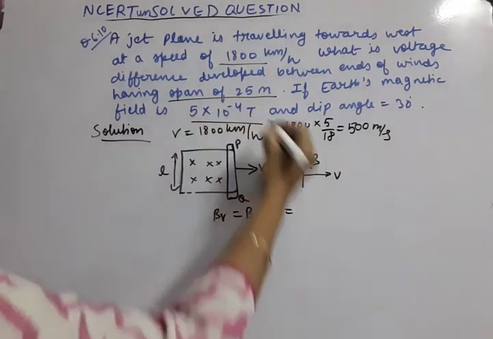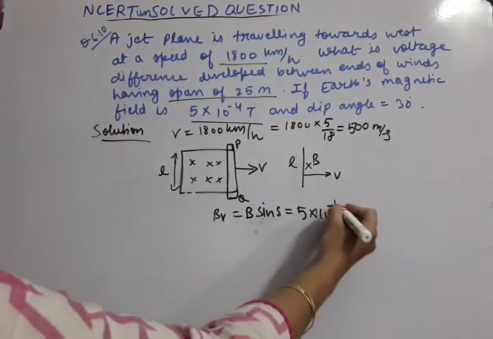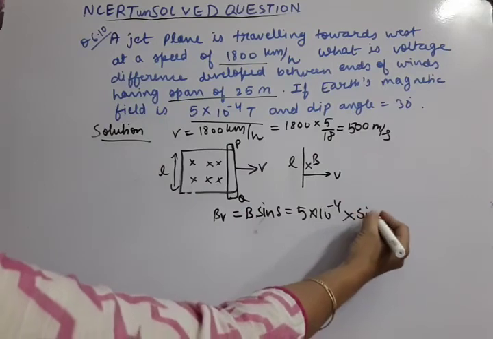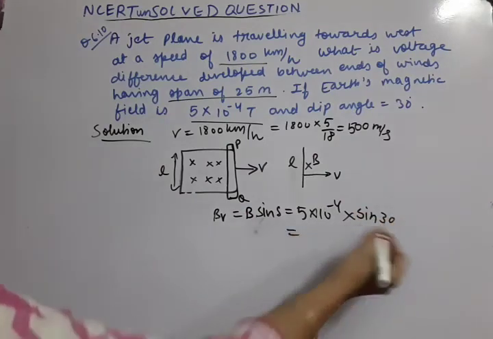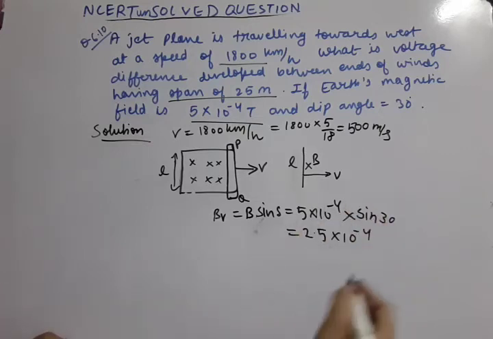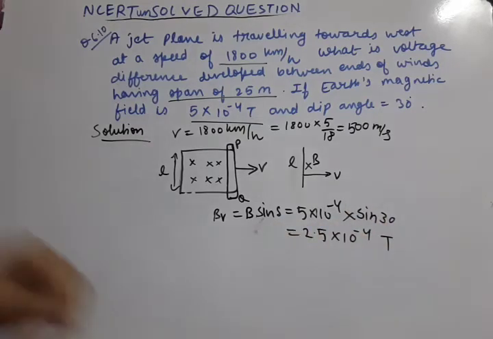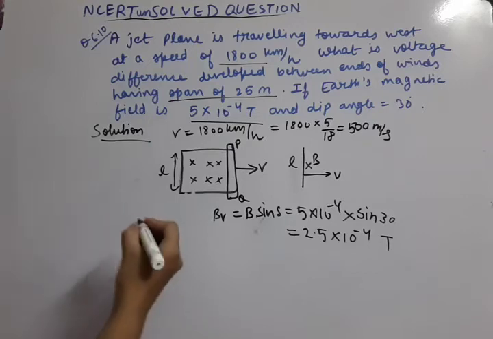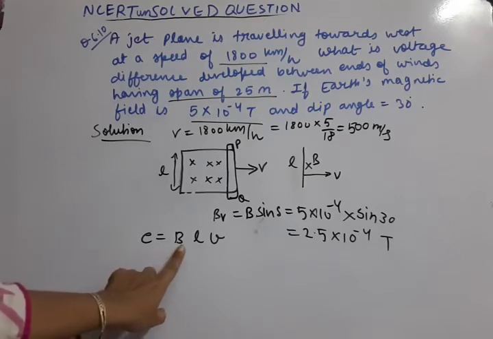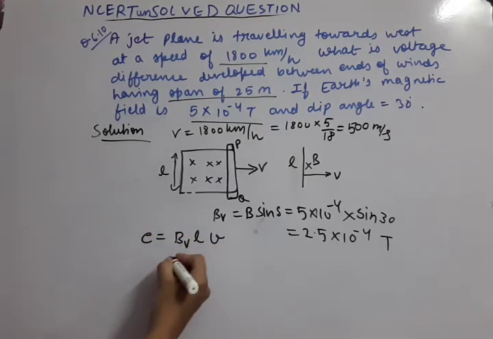B is given 5 into 10 raised to power minus 4 Tesla, and the dip angle is given 30 degree, whose sine is half. So 5 by 2 means 2.5 into 10 raised to power minus 4 Tesla is the magnetic field which we have to use here. Now the formula of induced EMF is what? BLV. But which B should we take here? That is vertical.